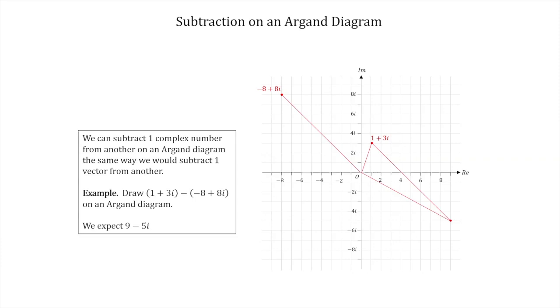And here's the line going from the origin to that complex number. So again, treating them as vectors, this would be the vector. And we just have to look at the diagram and we can see that this is indeed 9 minus 5i. So we've got 9 along the real axis and then minus 5 down the imaginary. So that is how you can subtract one vector from another using an Argand diagram.